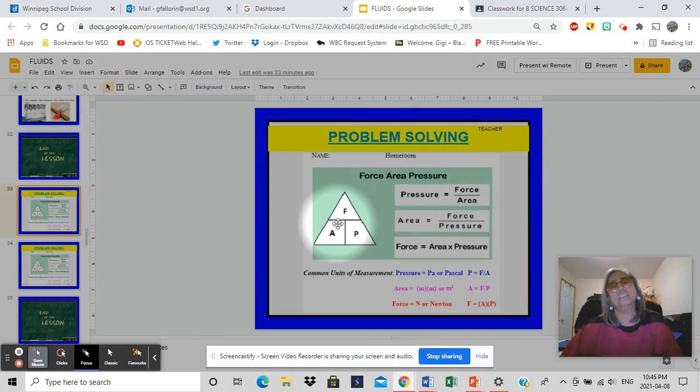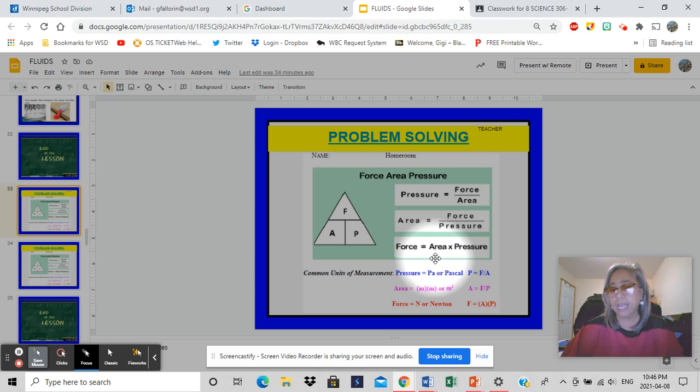So here, for instance, we have the variables F for force, A for area, P for pressure. Whatever you're looking for, you cover it or put your hand over it so that if two variables are side by side, that would mean to multiply. Let's say I'm interested in the force. So I cover up force. The remaining one would be what? Area and pressure side by side.